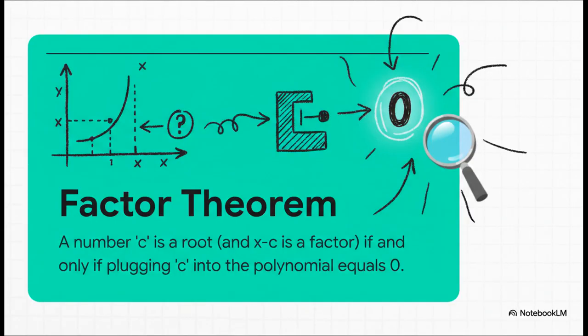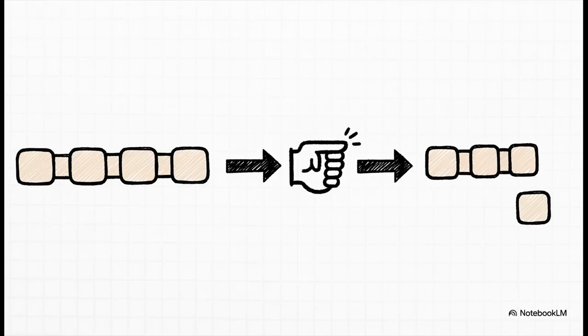Then we have the factor theorem. This is our confirmation tool, and it's awesome because it's so easy. You just take one of your suspects from the list, plug that number into the polynomial, and do the math. If you get 0 as the answer, boom, you've done it. You have just confirmed that number is a root. It's that simple. And once you've confirmed a root, you bring in the heavy hitter, synthetic division.